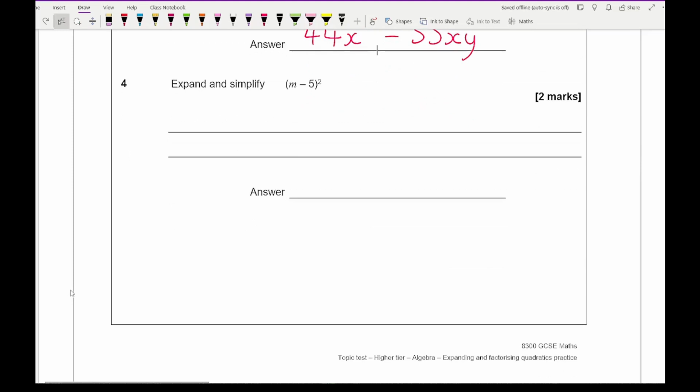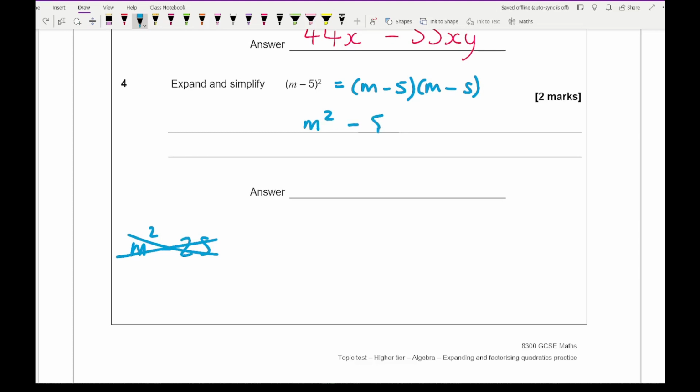Question 4, it says expand and simplify m minus 5 squared. So again, recognizing that this is a double bracket question. Again, with these questions, particularly in exam situations, with exam stress, most students will go for m squared minus 25, which is not correct. Remember, it's double brackets. So expand the brackets out, we get m squared minus 5m minus 5m plus 25. Then merging these two things together, we get a final answer of m squared minus 10m plus 25.